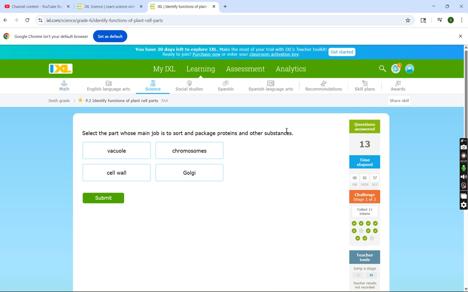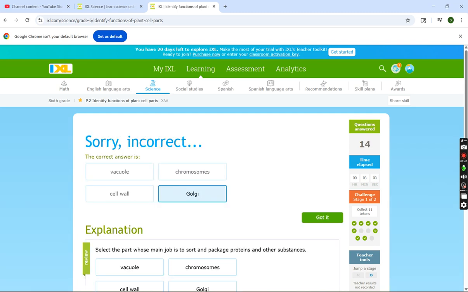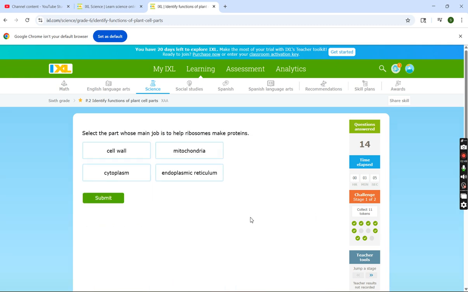Select the part whose main job is to store and package proteins and other substances. Isn't that chromosomes? No. Why did I say chromosomes? It provides information. I'm so stupid. Select the part whose main job is to help ribosomes make proteins. Endoplasmic reticulum.